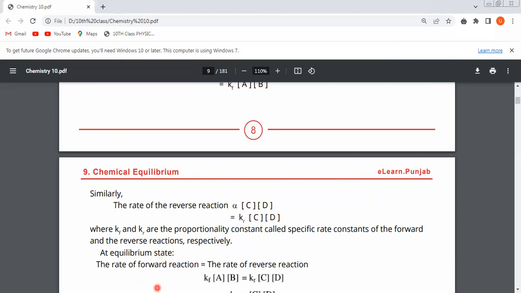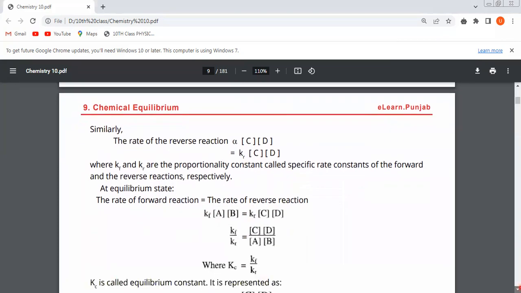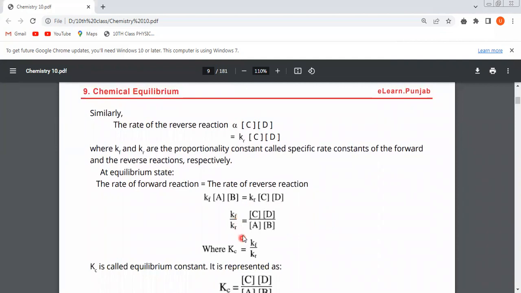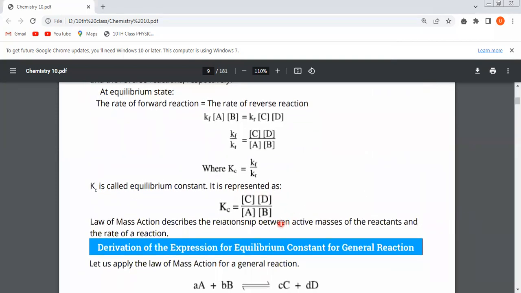At the equilibrium state, the rate of forward reaction is equal to the rate of reverse reaction. KF[A][B] is equal to KR[C][D]. KF over KR is equal to [C][D] over [A][B], where KC is equal to KF over KR. KC is called the equilibrium constant. It is represented as KC equals [C][D] over [A][B]. The law of mass action describes the relationship between active masses of the reactants and the rate of a reaction.